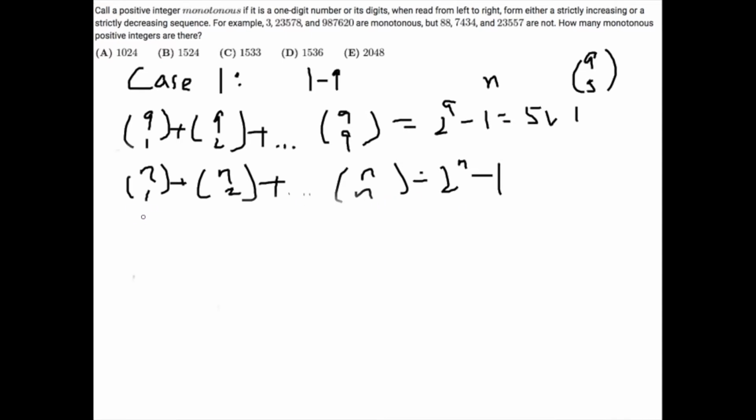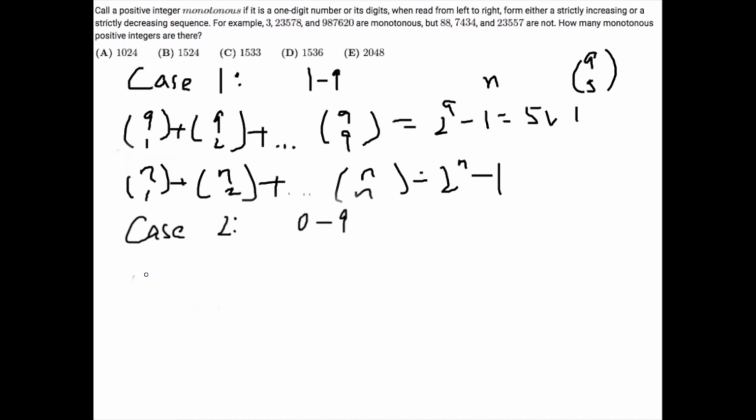For case 2, which is the case that the digits in the monotonous integer are strictly decreasing, we can use the digit 0 because that means 0 is going to be the last digit rather than the first digit, which is going to be valid. So here we can use 10 different digits, which are 0 through 9. And now we can just apply the exact same logic as we did in case 1, except for one thing. With 9 choose 1, we counted the number of strictly increasing one-digit monotonous integers. And that's actually the same thing as the number of strictly decreasing single-digit monotonous integers.